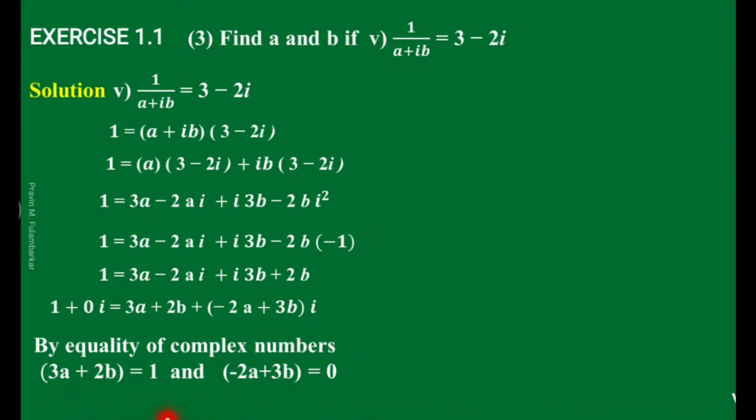Now these are simultaneous equations, so you can solve by using Cramer's rule or by eliminating the letter a or b, or by substituting the value of a in terms of b. So we write this as equation 1 and this as equation number 2.